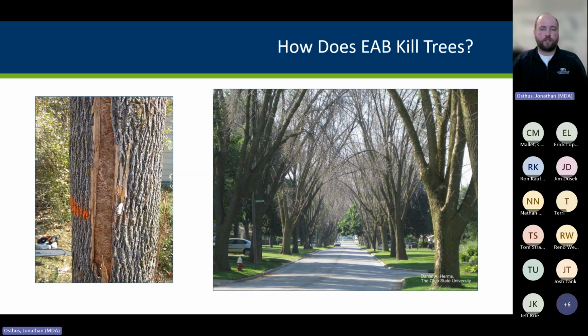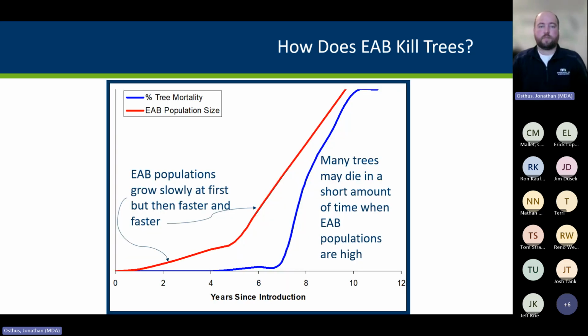And so the real issue with emerald ash borer is this infestation curve. It's what we call the death curve. Emerald ash borer populations grow slowly at first, but as they start to build up, you get this exponential growth. And then once that population explodes, within a couple of years of that population explosion, you start to have high tree mortality within a very short amount of time. So if you manage trees in a community, you end up having a lot of trees die in an amount of time where you don't have the resources to deal with all the hazard trees that are around the community.